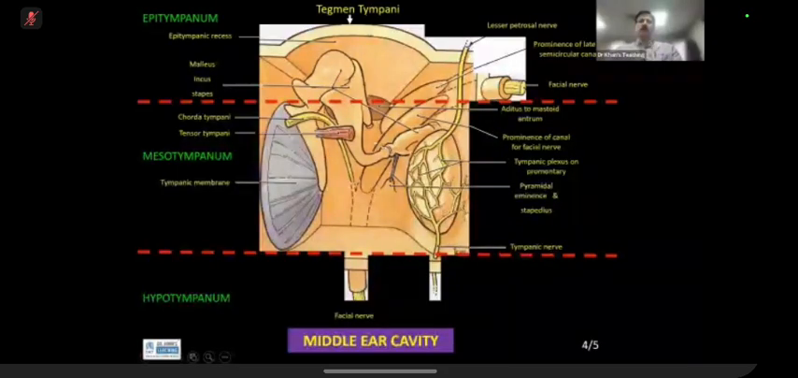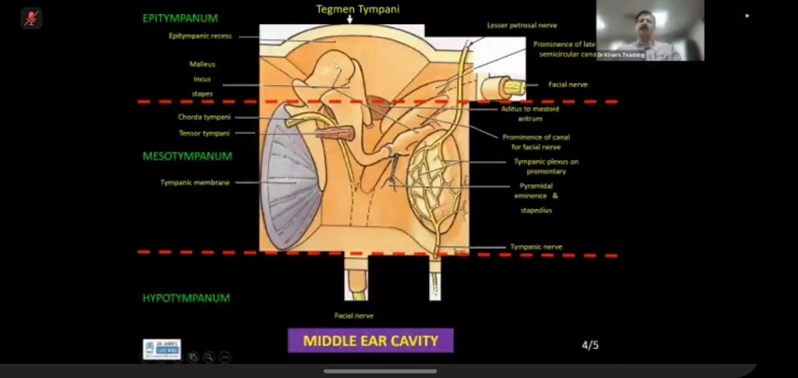Now, this is the mesotympanum, epitympanum, and hypotympanum, which is not important. Now, this is the facial nerve canal. This is passing backwards, and this is the lateral semicircular canal. Here, this is the cochlea, and there is a bulge here, which is known as the cochlear promontory.